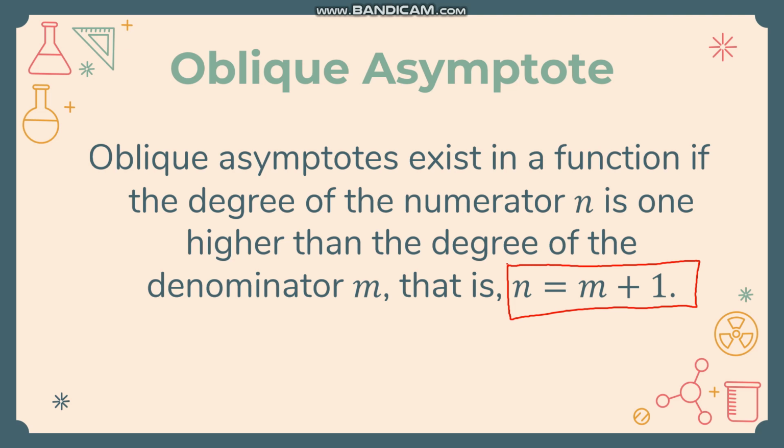So the degree of the numerator must be 1 higher than the degree of the denominator. So it should follow n equals m plus 1. So let's say n is 5 and m is 4. As you can see, the degree of the numerator is 1 higher than the degree of our denominator. So that is the only condition when an oblique asymptote will exist.